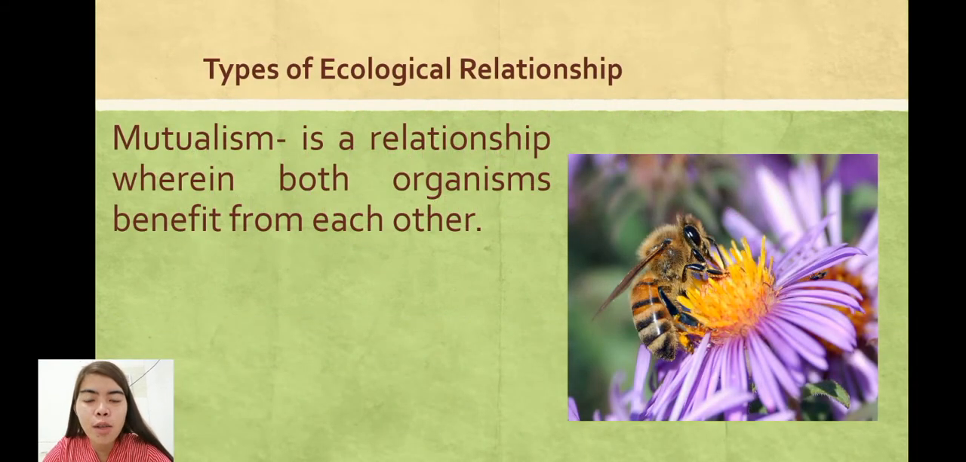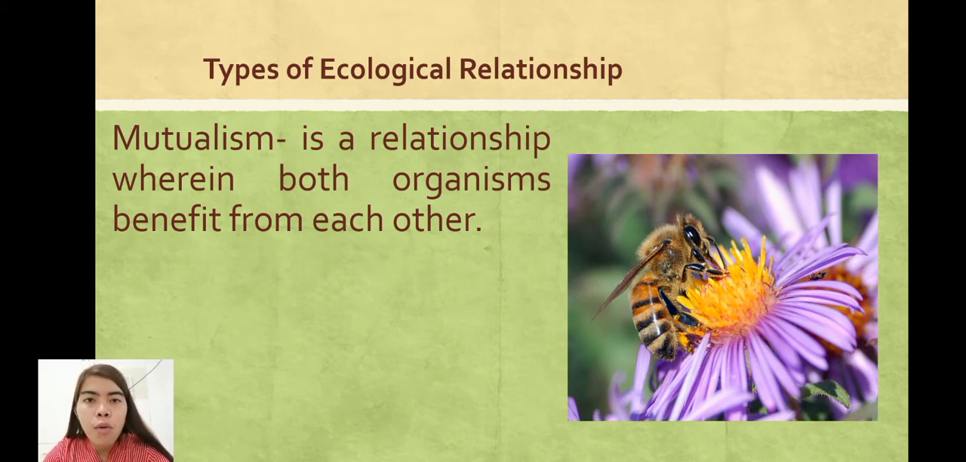Okay, so first we have the mutualism. Okay, when we say mutualism, it is a relationship wherein both organisms benefit from each other. So from the video, di ba sabi doon, dalawa sila na organisms na maka-benefit from each other. But there are three types of mutualism.